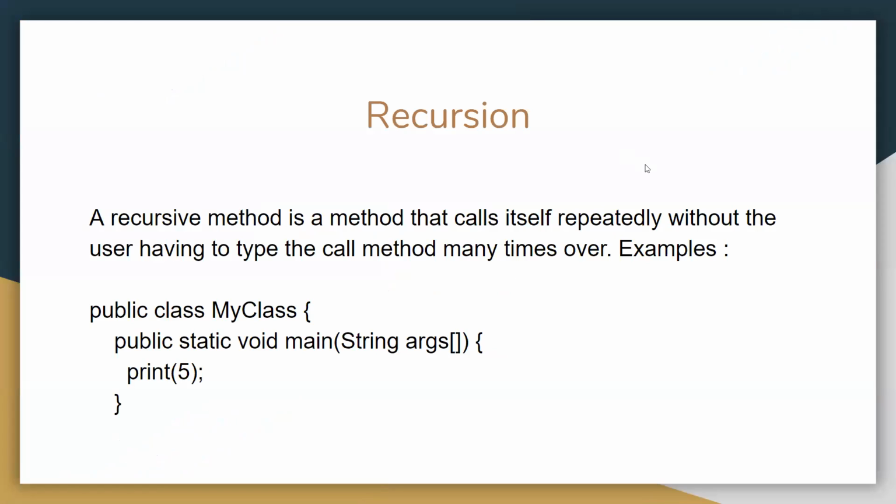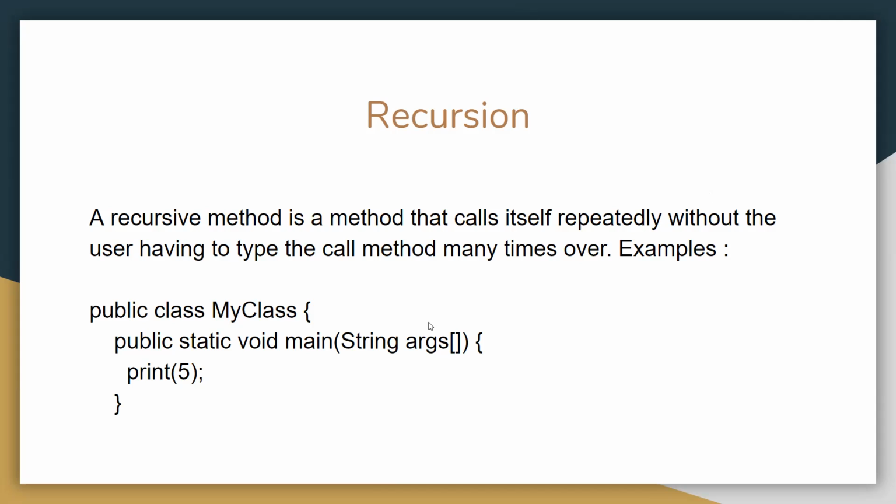Right, so starting off with recursion. A recursive method is a method that calls itself repeatedly without the user having to type the call method many times over. So you can kind of think of it like recursion. That's kind of already saying that something's going over and over, and that's a way to remember it.